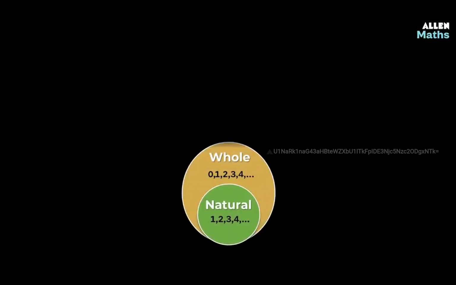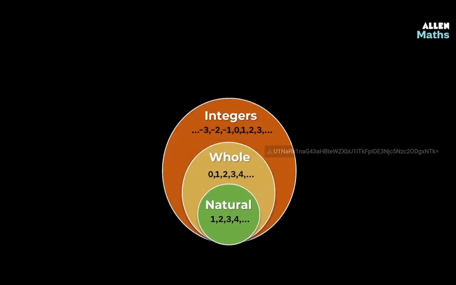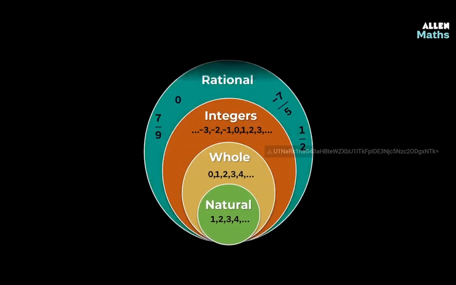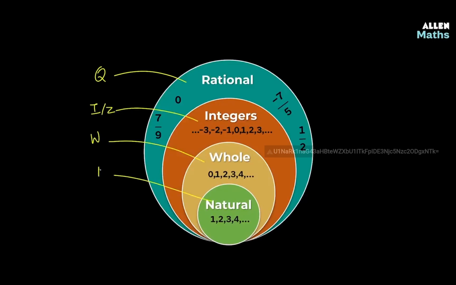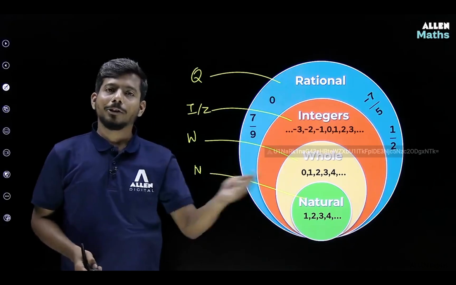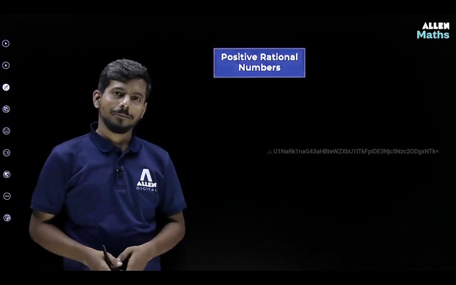Now let's see what we have discussed so far. We discussed natural number, whole number, integers, and then we discussed the rational number. Now let's try to recall what are the symbols that we used for each of them. So rational number is denoted with Q, integers with I or Z, whole number with W, and natural number with N. Now we'll discuss positive rational number and negative rational number.